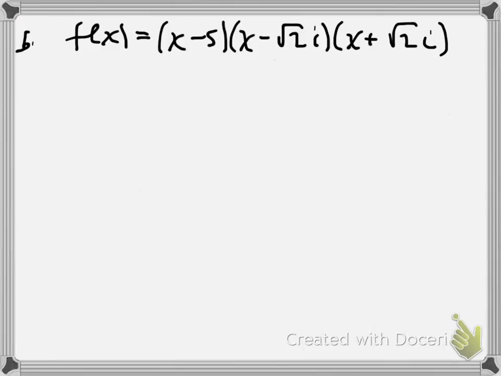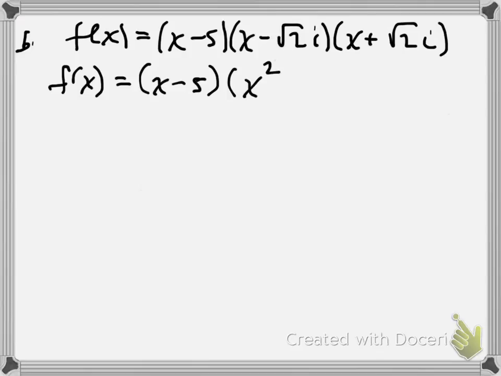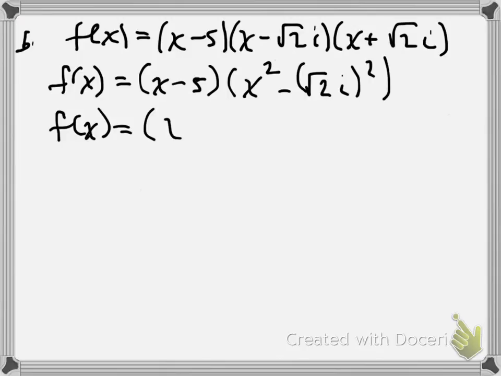Okay, so we're going to write f of x in standard form. So that's going to equal x minus 5. Okay, I have here again a difference of squares, so this is going to be x squared and then minus the square root of 2 times i squared. So I'm going to have f of x equaling x minus 5 times x squared.